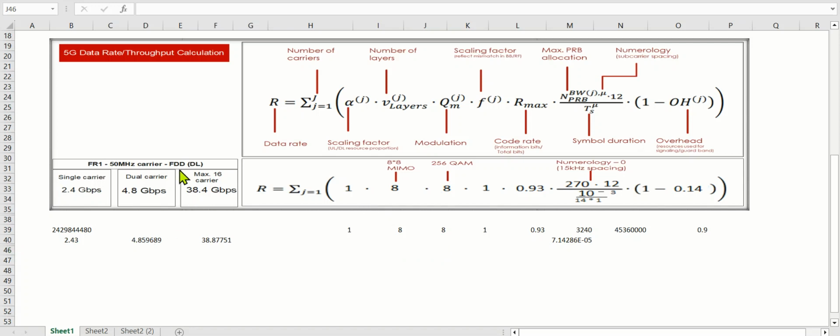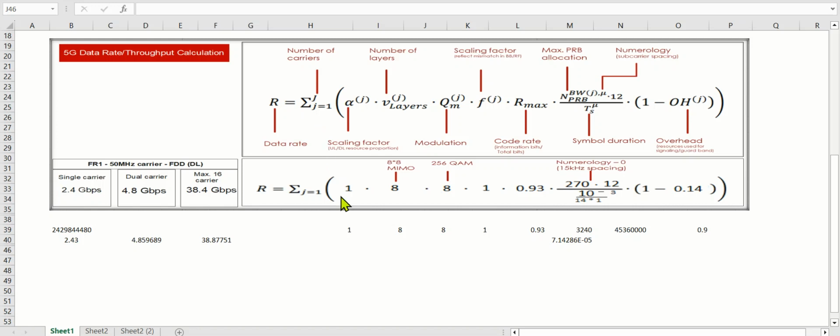Hi, let's understand and calculate the 5G peak data rate in detail. So we understood in the previous slide, this is the formula for the 5G peak data rate or throughput. Now, there are different inputs which are actually involved in the calculation of the data rate.